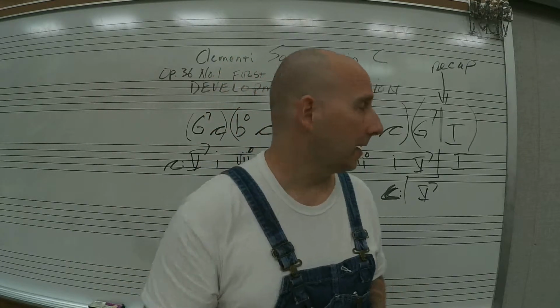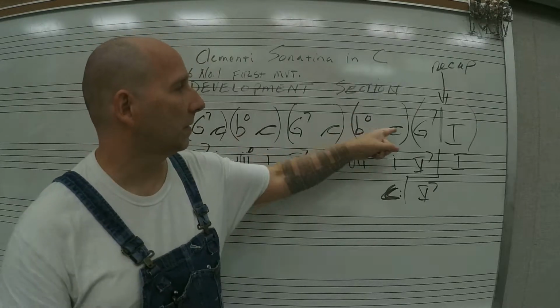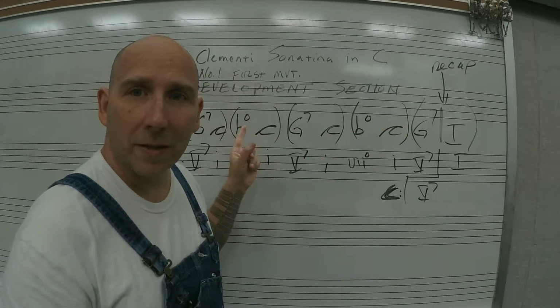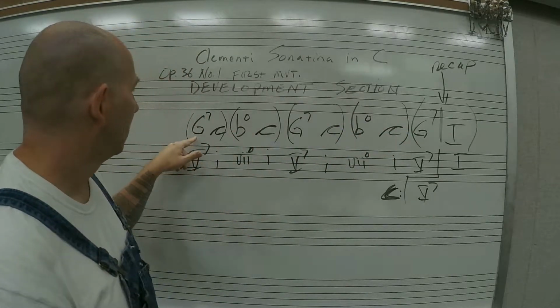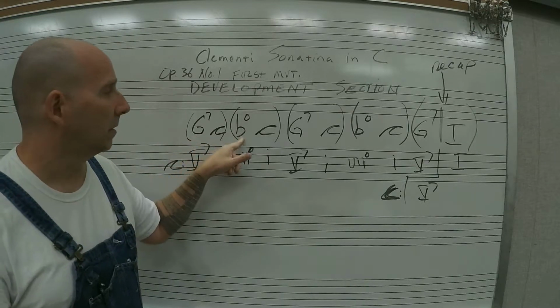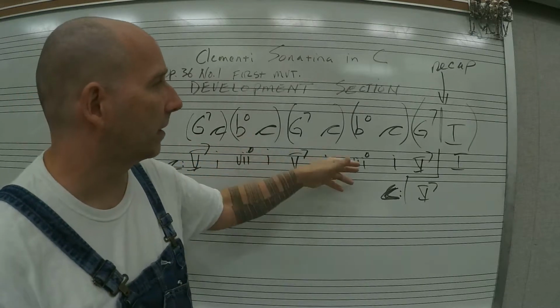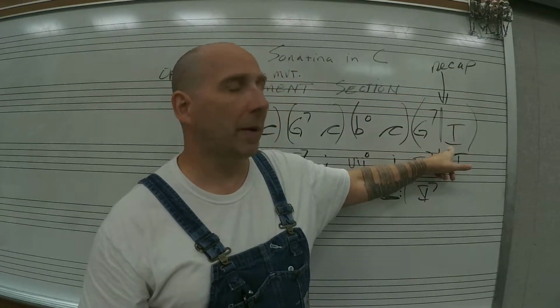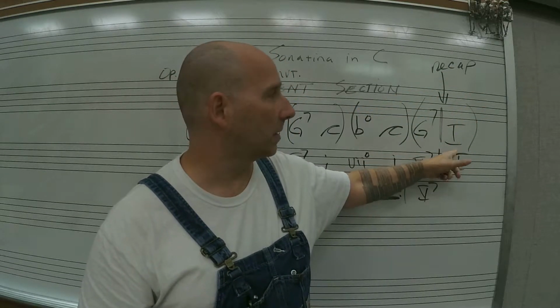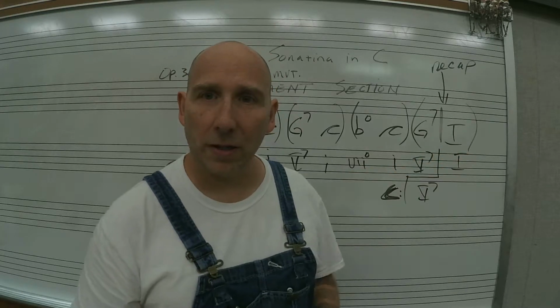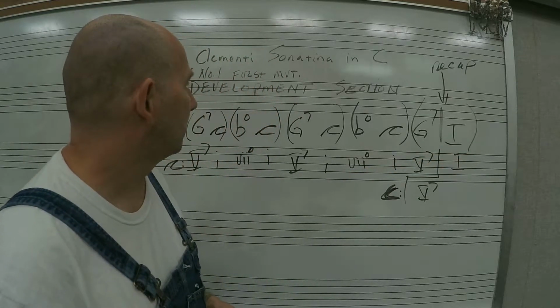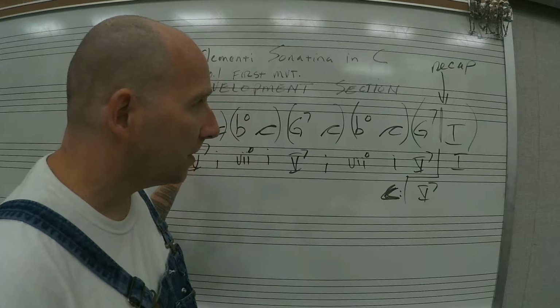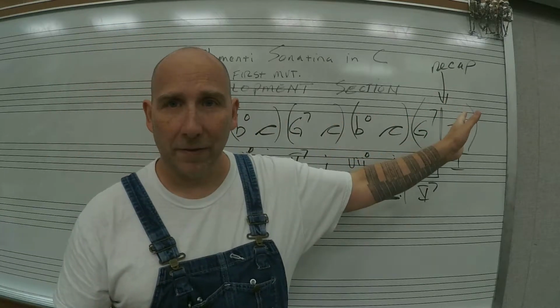Then I go back and I write all of those names of the chords. So this is the development section for the Clementi. We got a G7, C minor, B diminished, C minor, etc. And we get through, when we hit the recap here, we go back to a major C chord. This is the music that sounds just like the beginning. That's the first step, is write the names of the chords left to right.